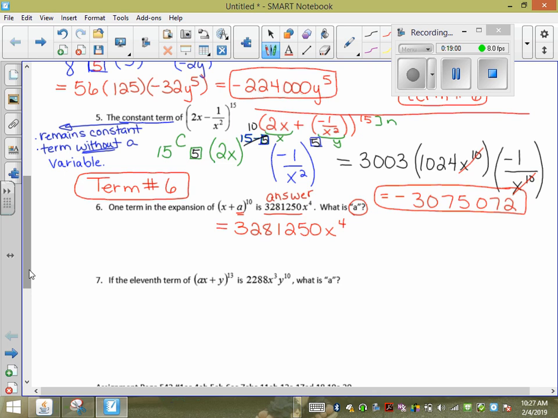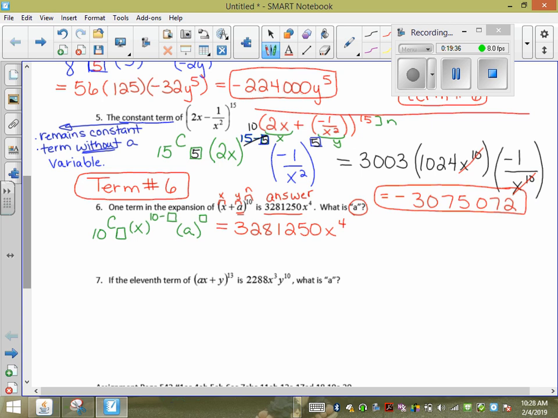So let's fill in what we do know. We know x is x. We know y is a. We know n is 10. We have to find k. So we have 10c box, x to the 10 minus box, and then y is a to the box. Made a really small box on that one. Oops. Okay.